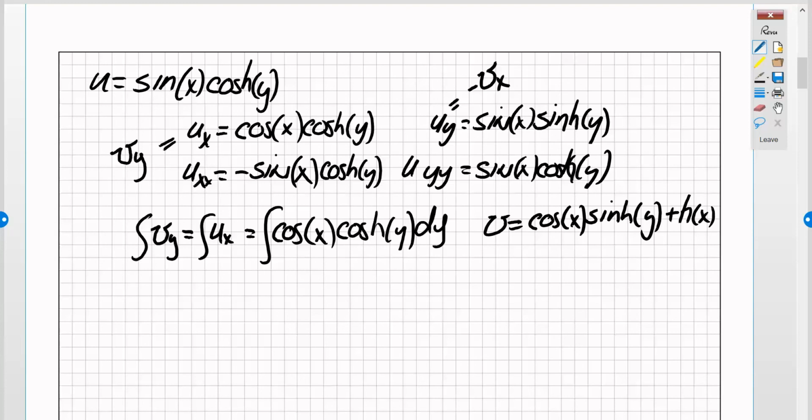Okay, so continuing on, we have v up to an unknown h of x right here, but we also know the derivative of v with respect to x right here.